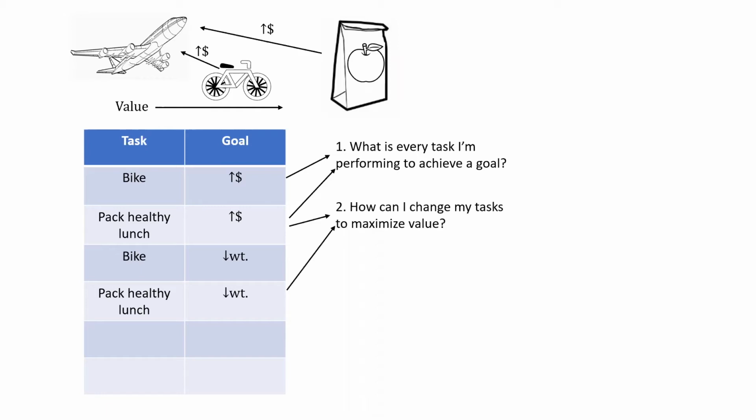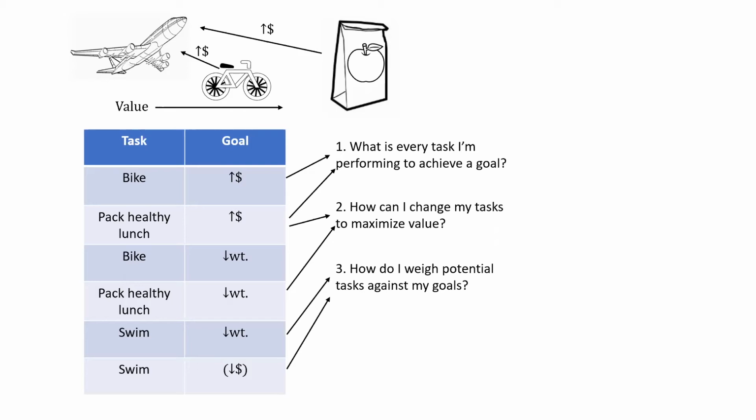Say you're on a health kick and decide to take up swimming, so you map swimming against your goals. Swimming would reduce weight, so we record that, but swimming would cost you some money from driving to the pool and paying fees. This shows the third function of an integrated value model: how to weigh potential tasks against your goals and determine whether new tasks are worth the return on investment.